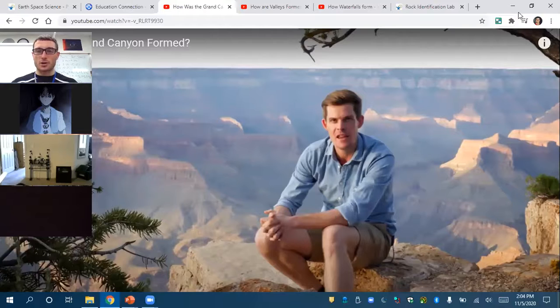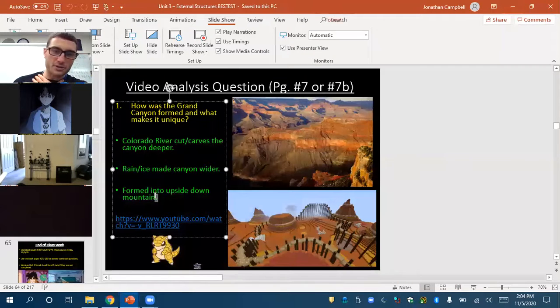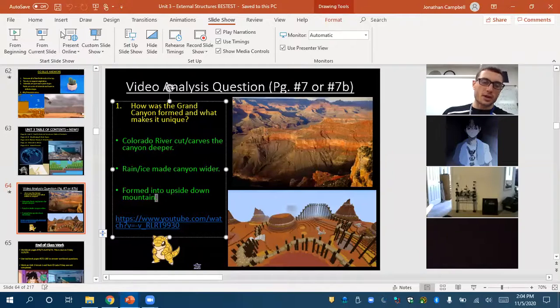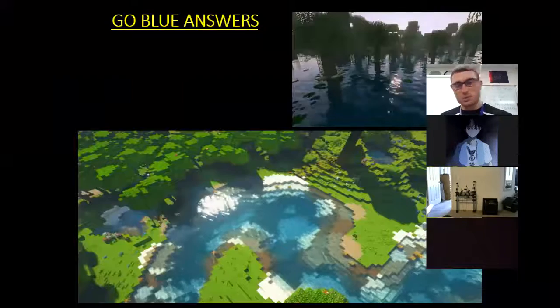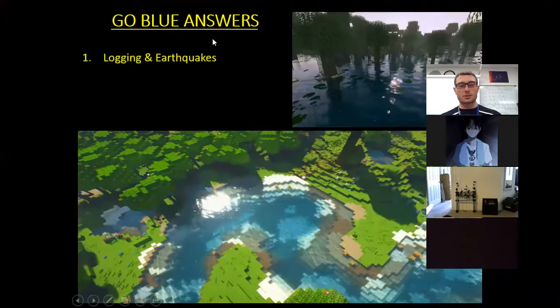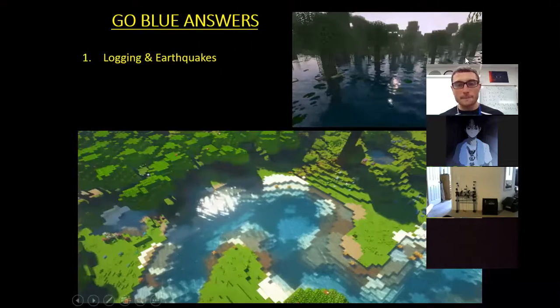So let's go ahead and go back to our Go Blue. That was something I should have covered yesterday. And again, if you want to pause the video when you see it on YouTube, you can see the answers here, right? The Colorado River carved the canyon deeper. Rain and ice made the canyon wider, and then it formed into an upside down mountain. Okay, so let's go back to our Go Blue. That was the only long one we'll do, guys. I'm going to give you number 3, that we haven't done yet either.